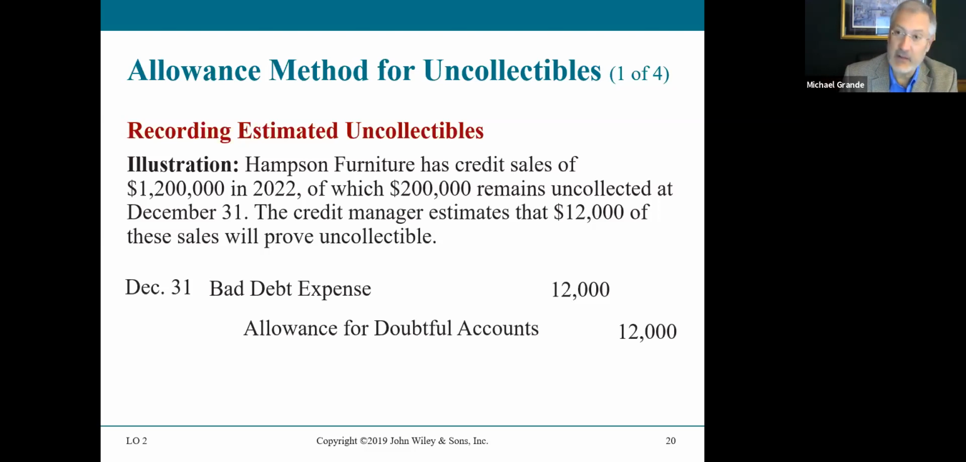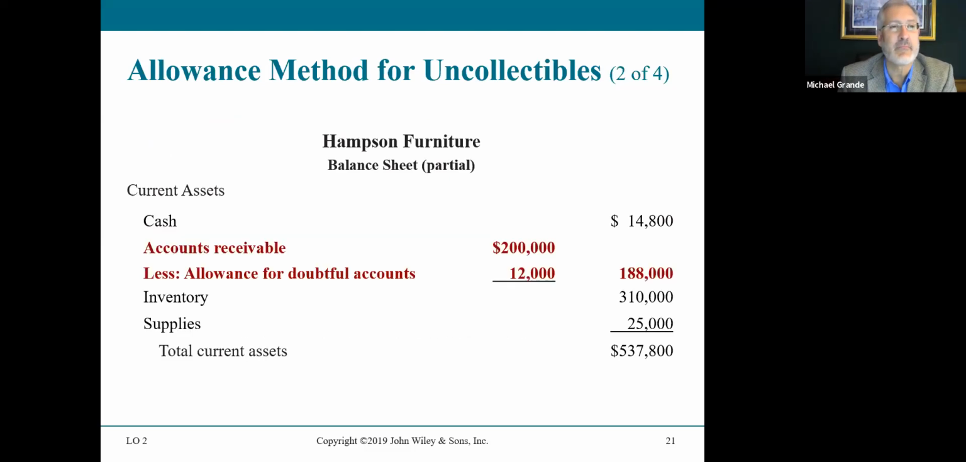Because it affects an income statement account and a balance sheet account, but never what? Cash. Debit the bad debt expense for $12,000. Credit the allowance for doubtful accounts. The allowance for doubtful accounts is a balance sheet account. It is a contra asset account. You can see it has a normal credit balance, where assets have a normal debit balance.